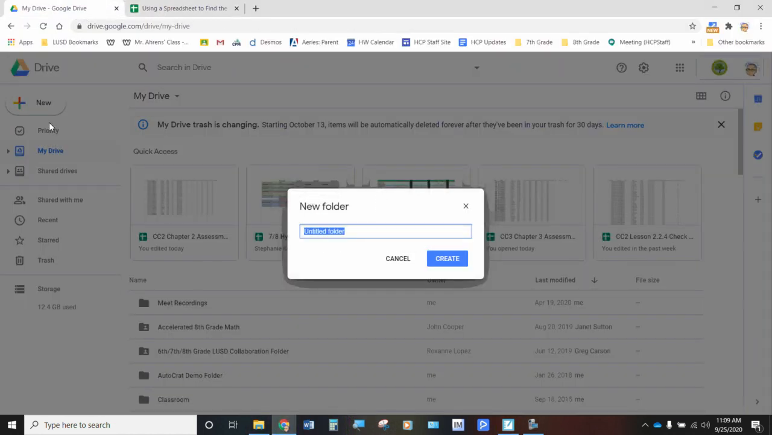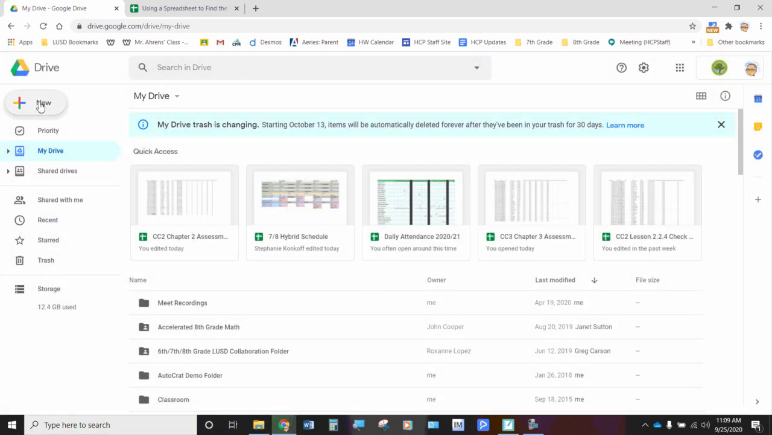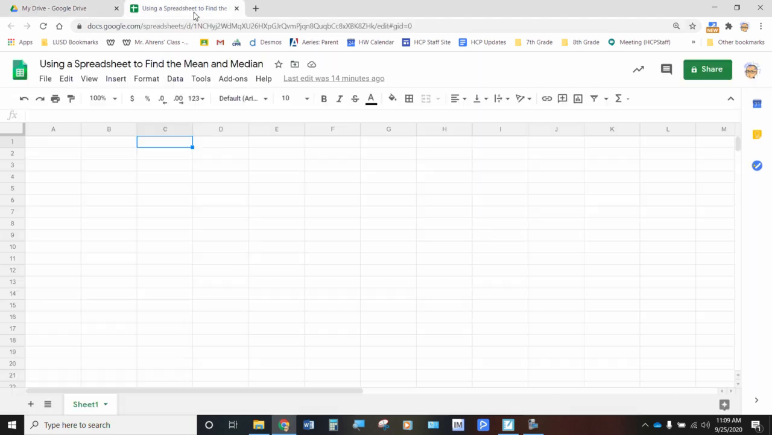So you go to new. Well, I guess I can't show it to you, but you click new and it's supposed to give you an option for going to Google Docs, Google Slides, Google Forms, Google Spreadsheets. Choose a spreadsheet and you've got all these cells in here, okay?